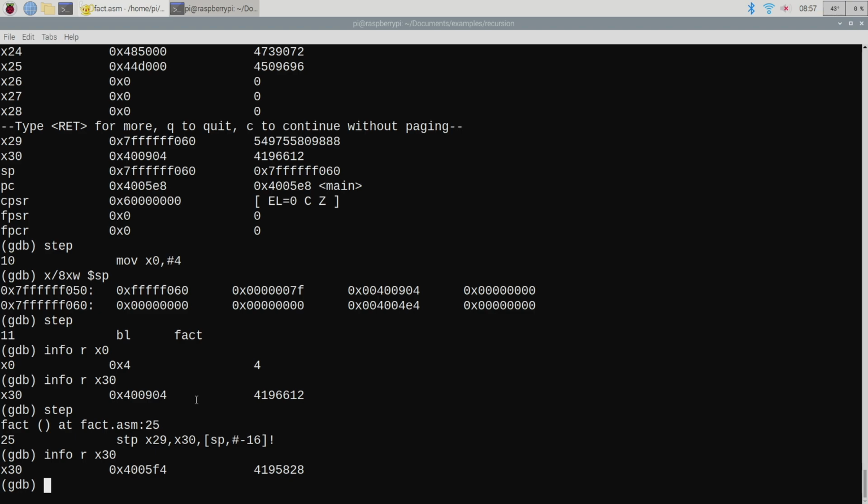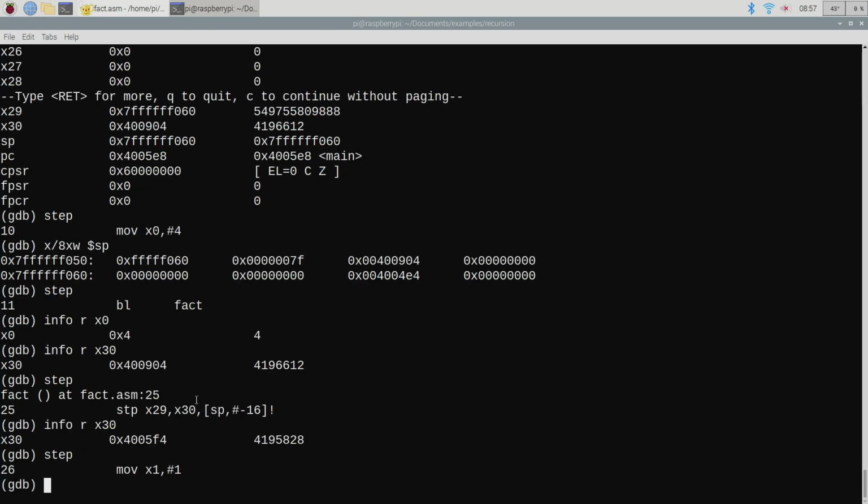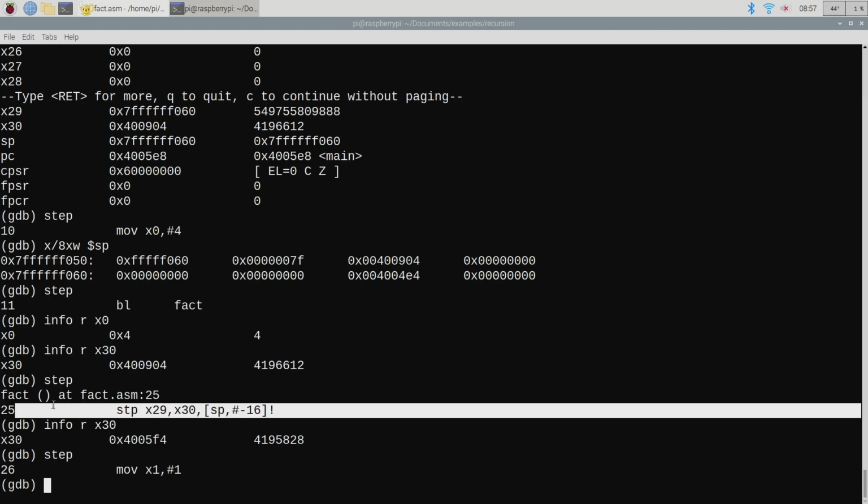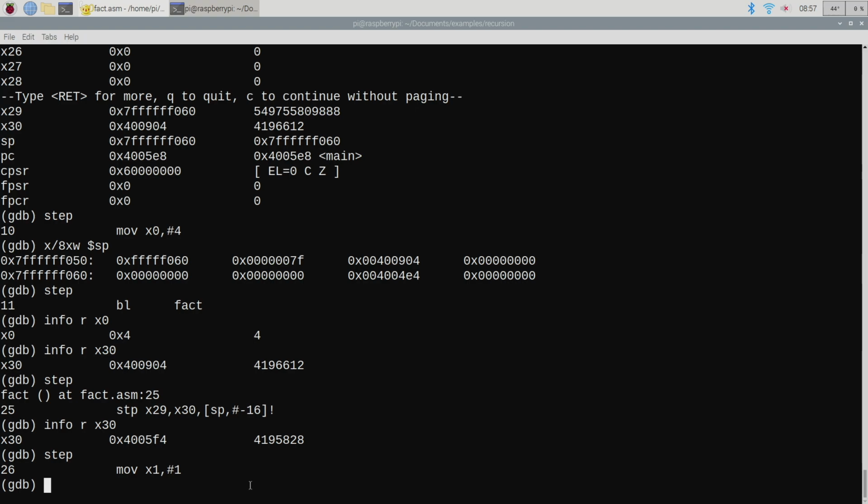Good. Now what did I do this time? What did we add to our program? We added another load store pair for our link register and stuff. I'm about to, well, I just actually did it. This one here just put x29 and x30 onto the stack.